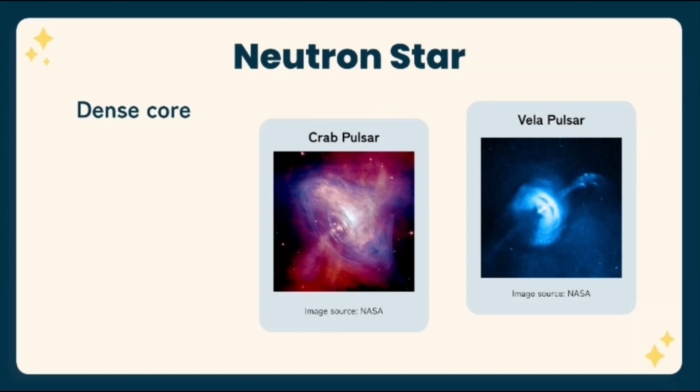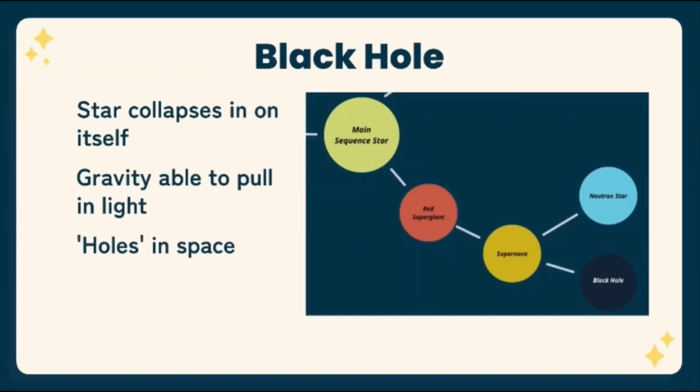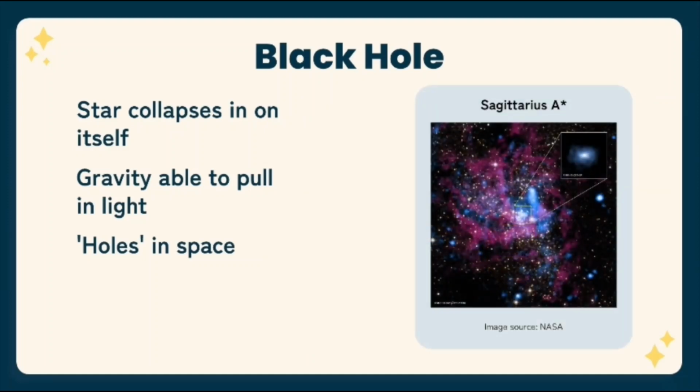Now, if the star was massive, then it might collapse in on itself and become a black hole. Black holes' gravity is able to pull in any light that passes near them. So this means that they will appear as empty spaces or tiny holes in the universe where no light is ever emitted. In fact, at the center of our Milky Way galaxy, there's a supermassive black hole, which is called Sagittarius A.